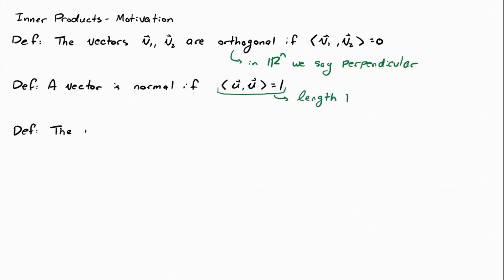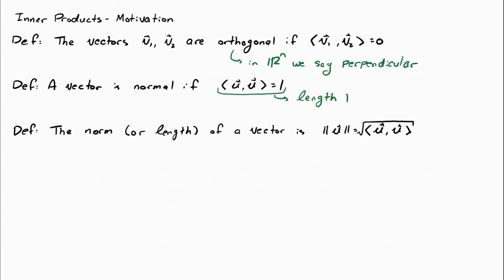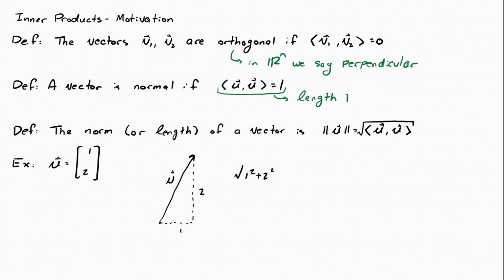In general, the norm, or length, of a vector is: norm of u equals the square root of the inner product of u with itself. This square root makes sense due to the fourth property of inner products. Here's an example. Find the length of u equals (1, 2). Draw a picture. We have a triangle with side lengths 1 and 2, so we can just use Pythagorean theorem. And the length is the square root of 1 squared plus 2 squared, or the square root of 5. We didn't use an inner product, we just used what we already knew. Will the inner product give a different length?